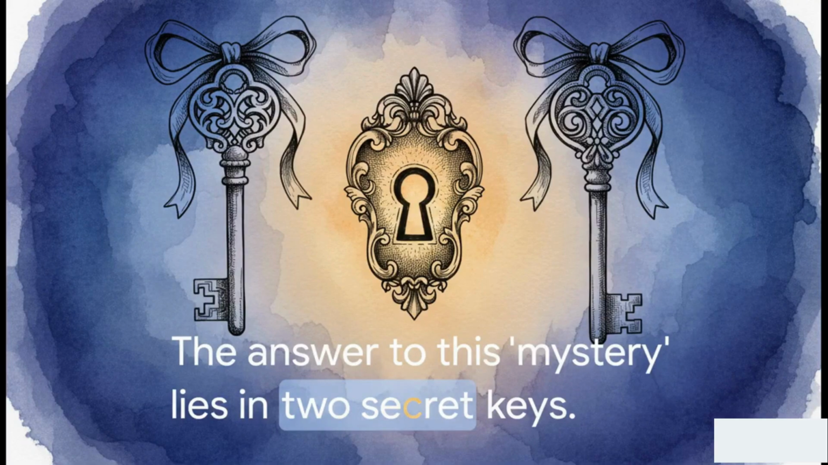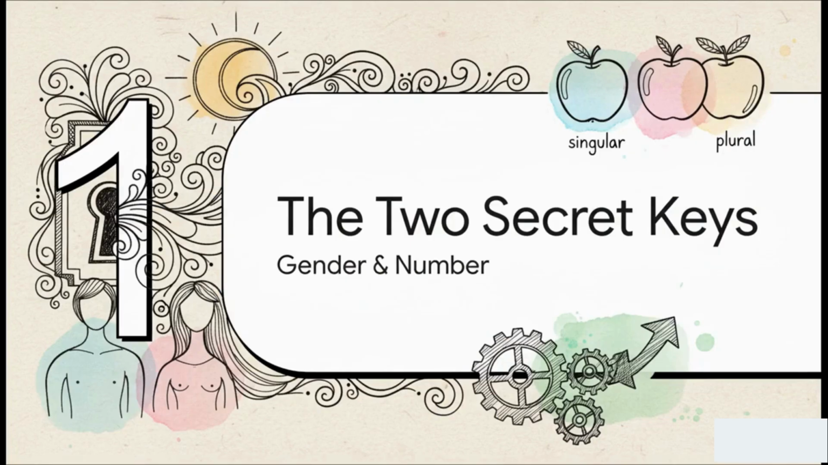And the answer to this whole mystery? It's surprisingly simple. It all comes down to what I like to call 2 secret keys. Once you get these 2 keys, you won't just understand the rule. Picking the right word for the is going to become second nature. And here they are, gender and number. Now, in Spanish, you can think of every single noun, every person, place, or thing, as having these 2 little labels attached to it. So let's break down what that actually means.